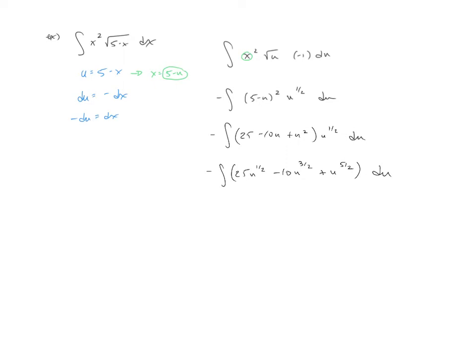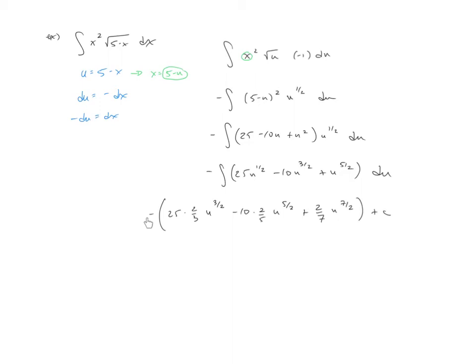Now we're just going to add 1 and divide all the way through. That negative I'm just going to put all the way to the outside for now. So this would be a 25 times 2/3 u to the 3/2 minus 10 times 2/5 u to the 5/2 plus 2/7 u to the 7/2 plus c. And so the last step in all of this is to plug in the 5 minus x for all the u's, as well as clean up these coefficients here.